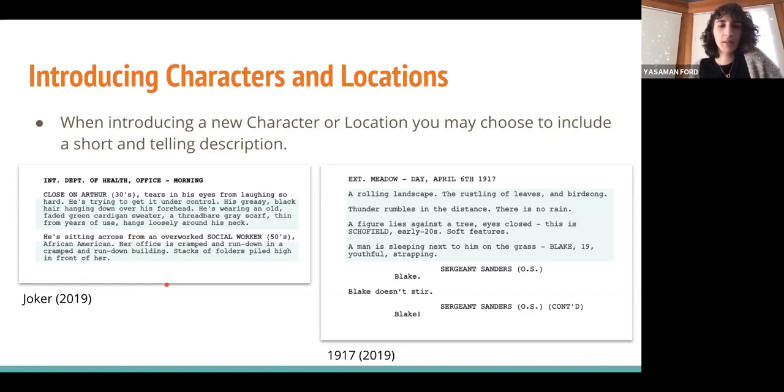his neck. And then we also have the social worker, African American. Her office is cramped and rundown. Stacks of folders piled high in front of her. So that's about 4 lines for one character, 2.5 lines for another character. And now we have about 6 lines that are going to convey 3 characters and the location all at once.